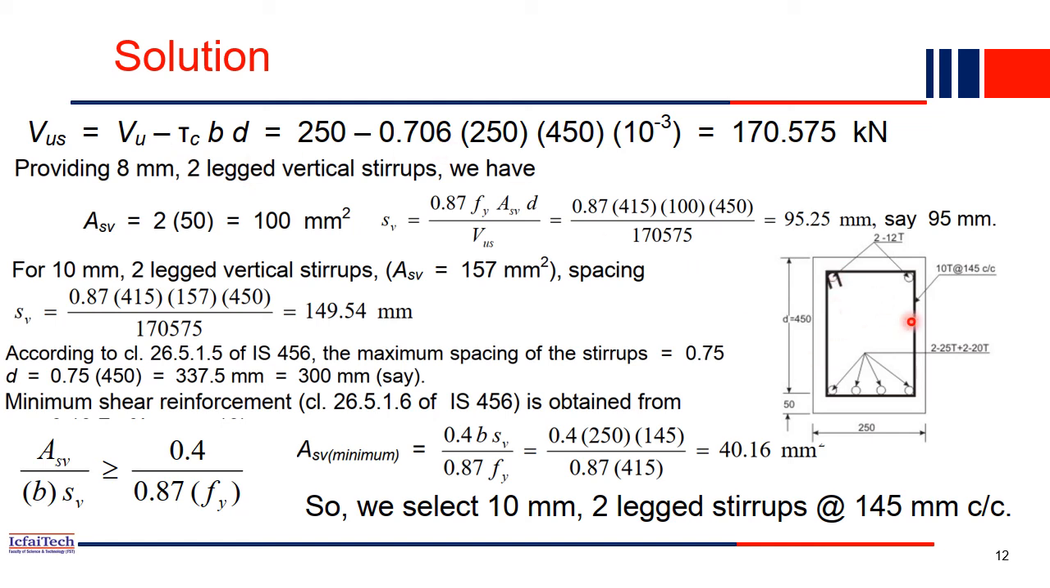Two leg means this is one leg and this is another leg. So this is the two-leg stirrup. Here one leg, here another leg, right? Two-leg stirrups. So for that, what is ASV? The area of stirrups we are providing.